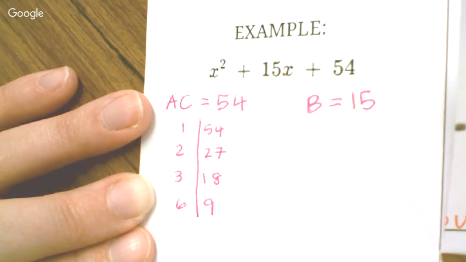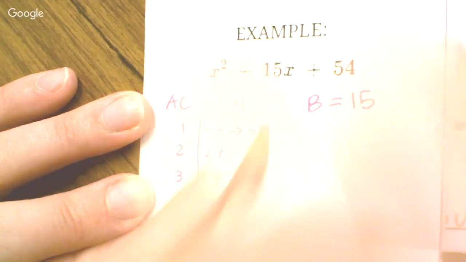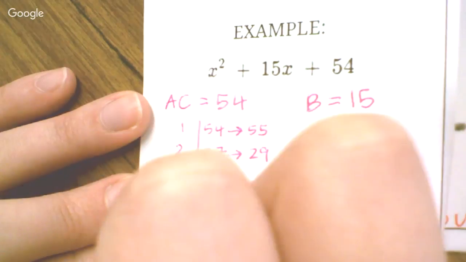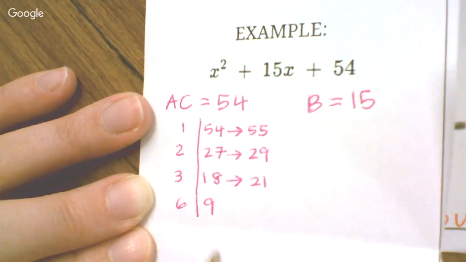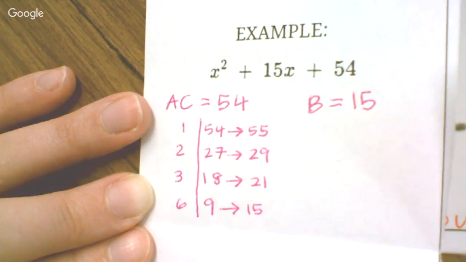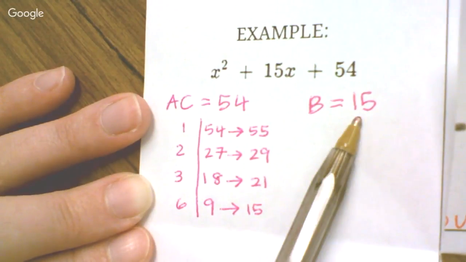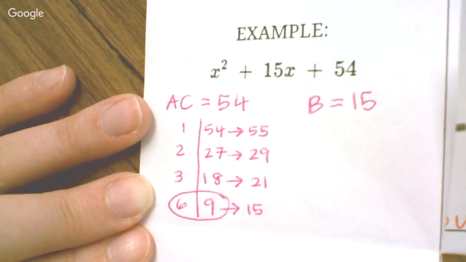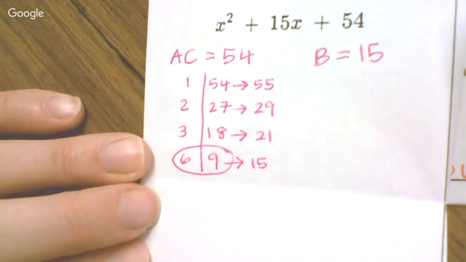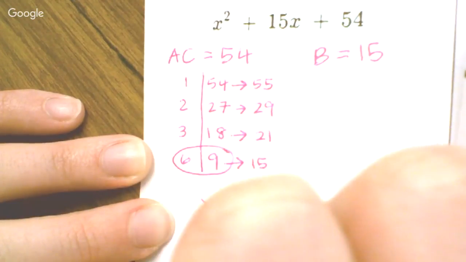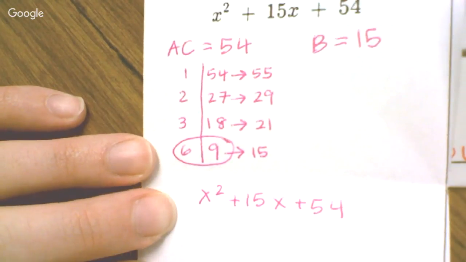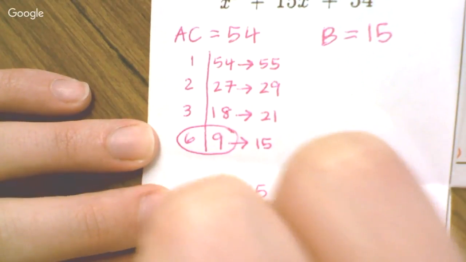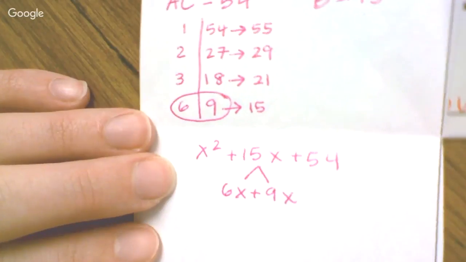And then now I'm looking at their sums. Okay, so 1 plus 54 is 55. 2 plus 27 is 29. I'm just adding them together. 3 and 18 is 21. 6 and 9 is 15. So my goal is to sum to that middle number. My two factors that do that are 6 and 9. So what we're going to do is use these to split. So I'm just going to rewrite my problem. x squared plus 15x plus 54. And I'm going to split using 6 and 9. So I'm going to say, okay, 15x is really 6x plus 9x.